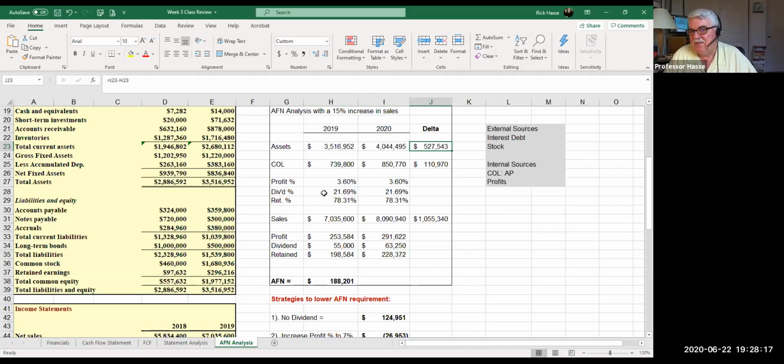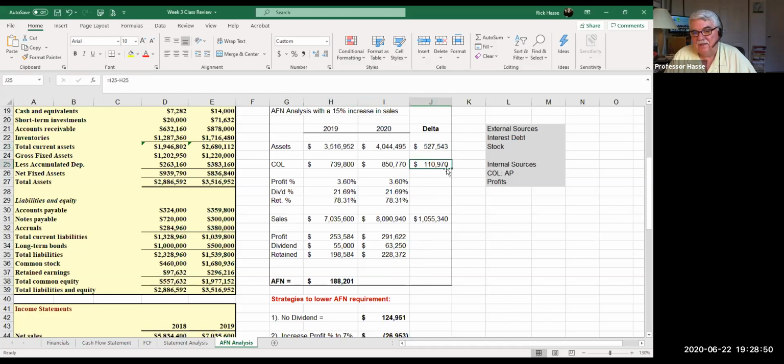So to hit 15% sales, I'm going to need $527,000 of assets. I'm going to be able to come up with $110,000, almost $111,000 from current operating liabilities. If I meet my budget, I'm going to come up with $228,372 of profits to fund this growth. What's the difference between delta assets, internal sources of operating liabilities and retained earnings? There it is right there.